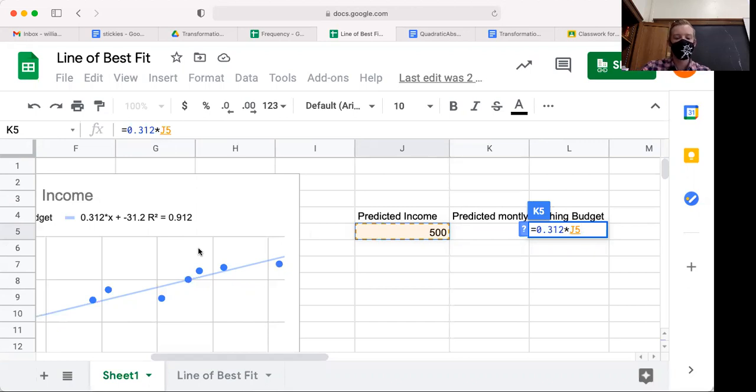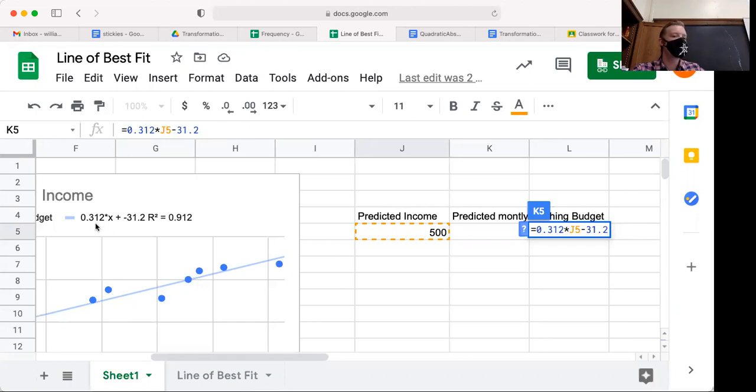Now I could write plus negative, but rather than typing plus negative, I'm just going to write minus and then 31.2 right here. I don't worry about the r squared. I don't worry about the 0.912. That's not part of our equation. That's not going to be part of our formula.